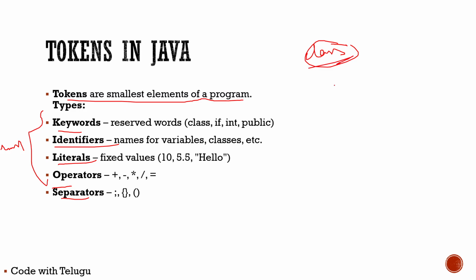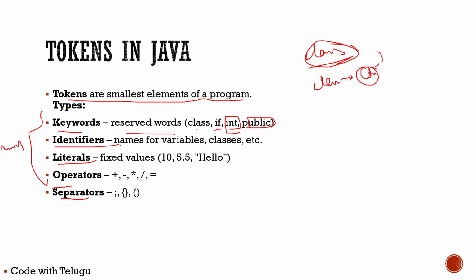These are already there. Built-in keyword means already there. We cannot create our own. These keywords have some meaning. Class means creating a class. It already has a meaning. What can we do with the class keyword? We can create a class like that only. If is a statement, a condition. Int means data type. Public is an access specifier. So these are the keywords.